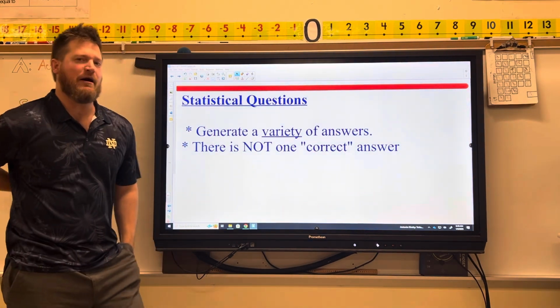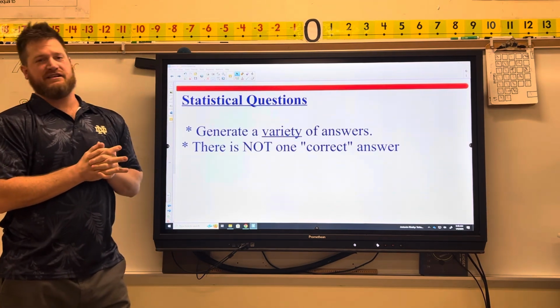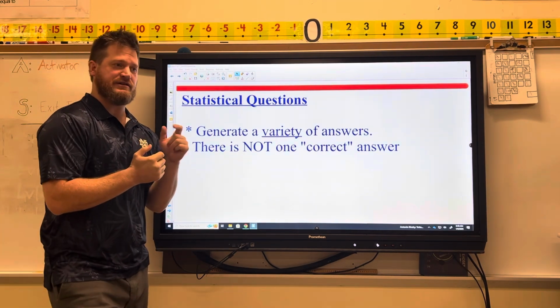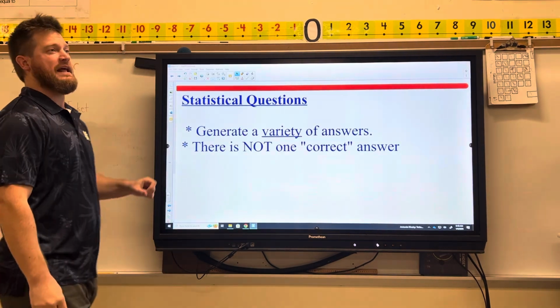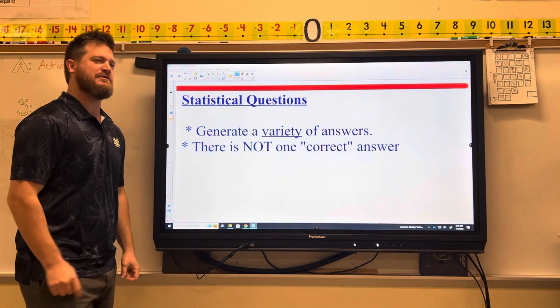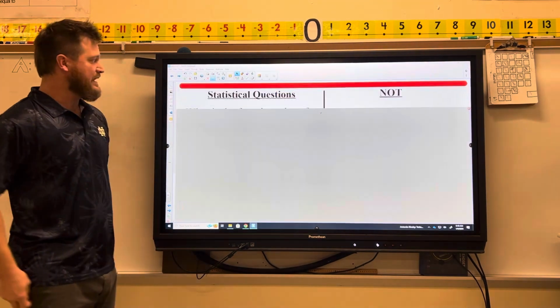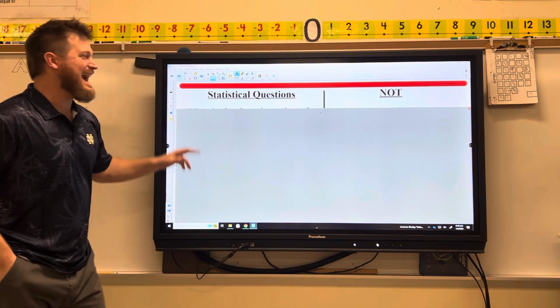And it doesn't matter how big the answer is. You could be like, how many people were at the Charlotte Hornets game? Even though it's going to be a large number, that's still just one answer. That is not a statistical question. However, if you said, how many people were at each NBA game last night? That would be statistical because it'd be a bunch of different answers. Also, going in your notes, make two columns, statistical questions and not statistical questions.